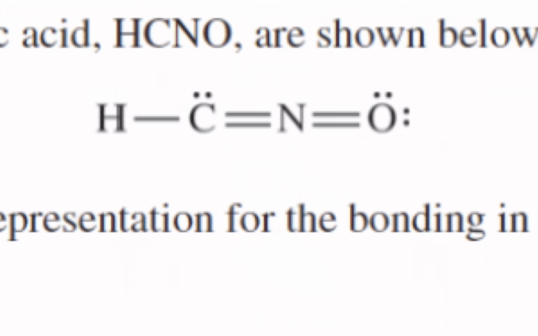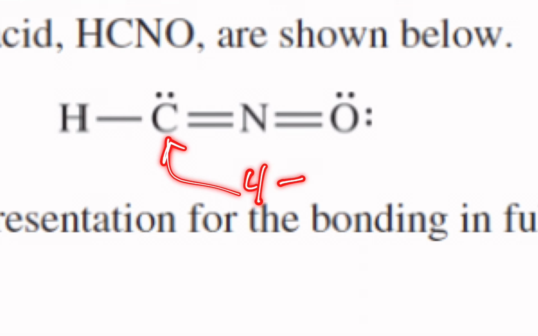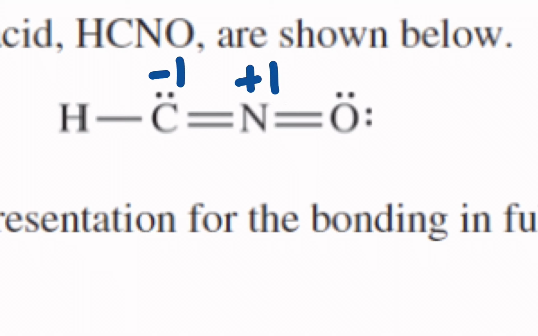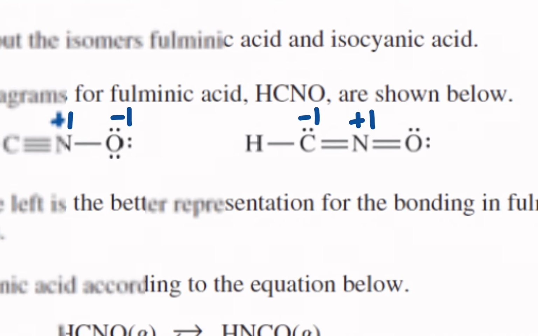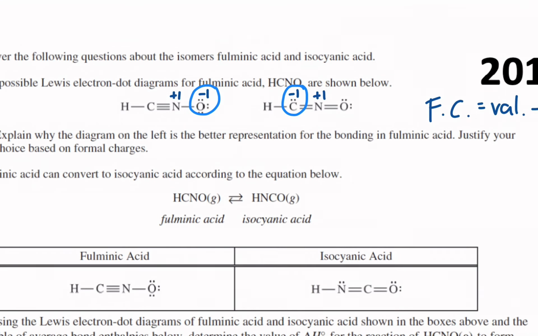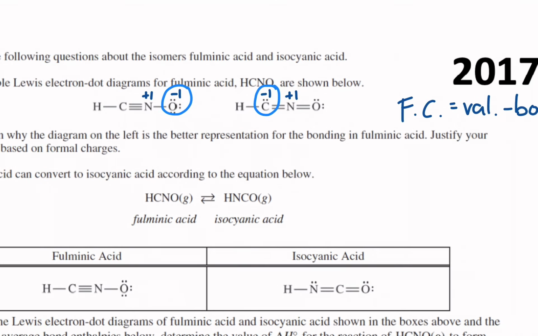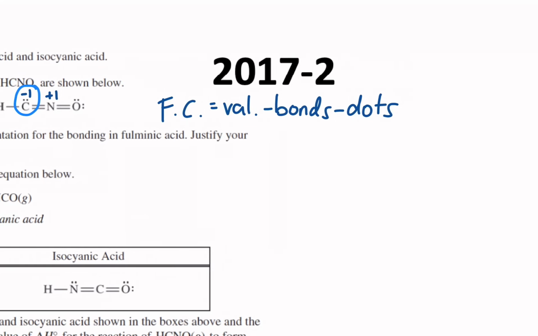Take a look at the other resonance contributor on the right. Hydrogen, nothing. Carbon has a valence of 4 minus 3 bonds minus 2 dots. That means carbon actually has a -1 in this structure. Nitrogen will still be +1 and oxygen will be 0. So we're essentially comparing the negative charge of -1 on an oxygen versus a -1 on a carbon. And that's the key. Oxygen is more electronegative than carbon, so it's going to want to have the negative charge. Therefore, the structure on the left is the preferred structure.